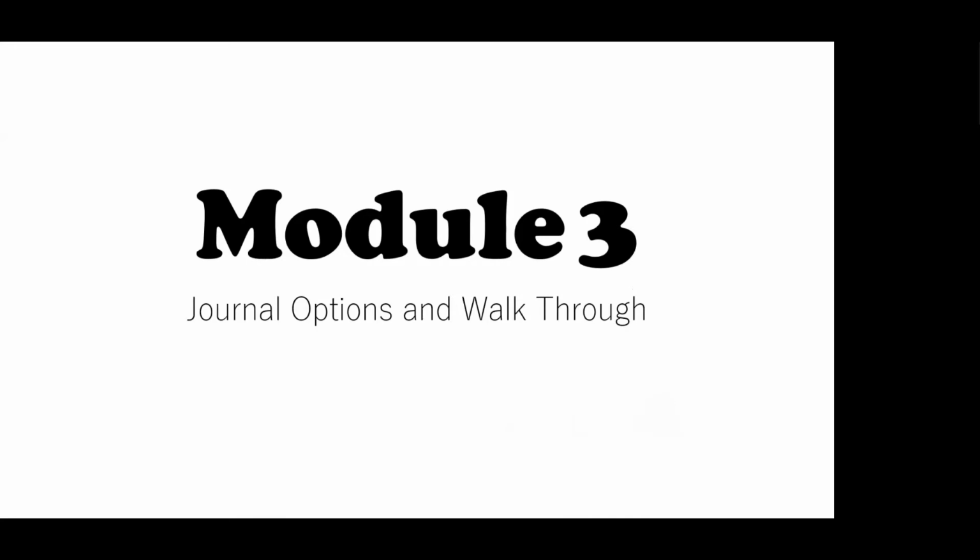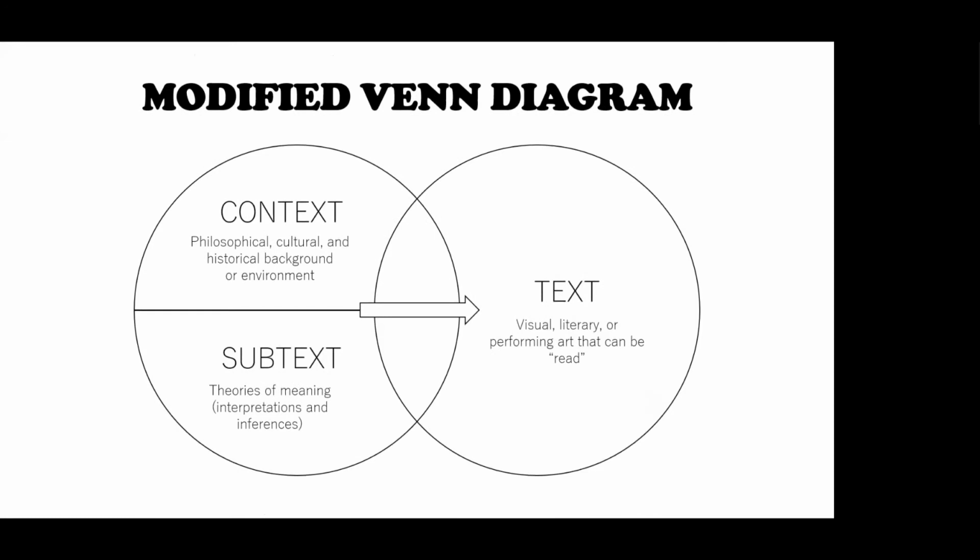We're going to go over Module 3, your journal options, and a brief walkthrough. Like we've done for the previous two journals, we're going to be using our modified Venn diagram, where we're looking at context and subtext and how those two inform texts.